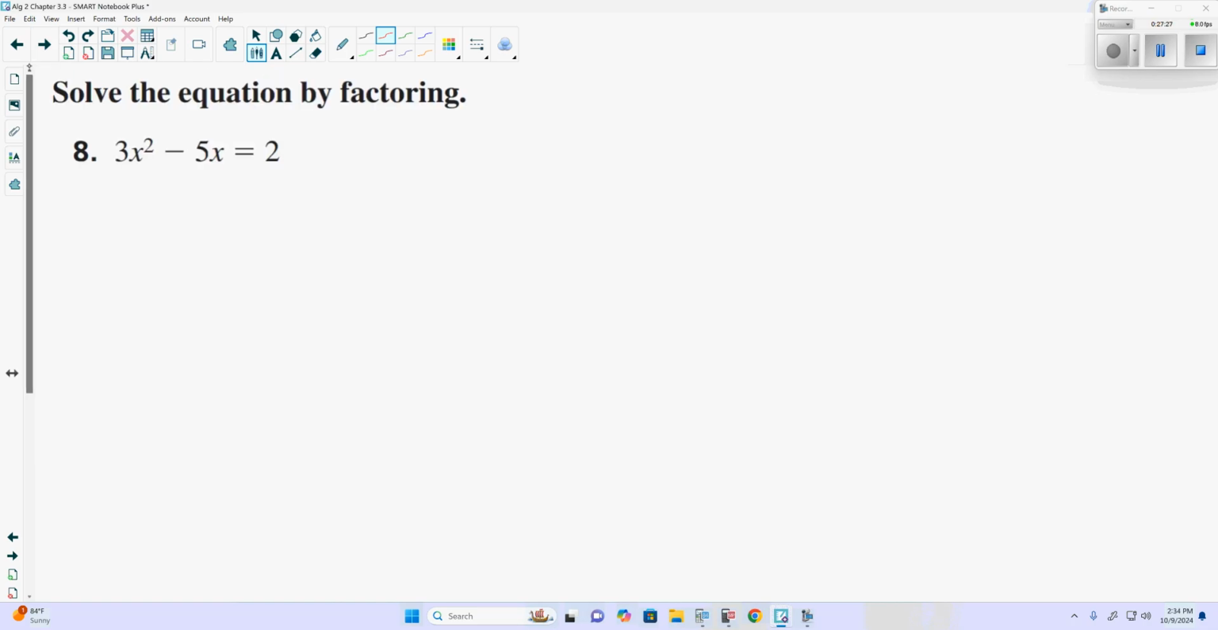3x squared minus 5x equals 2. And it wants us to solve by factoring. So we need to get it equal to 0. So the first thing we can do is subtract 2 from both sides. Telling us that 3x squared minus 5x minus 2 is equal to 0.